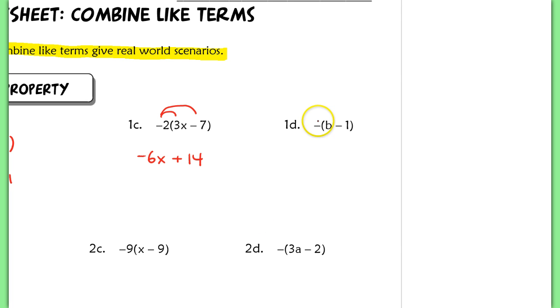And in the last example, sometimes students get confused here. Remember, this is a negative 1. If you need to write a 1 there, you can do that, because then you're just doing negative 1 times b. Negative 1 times b gives you negative 1b, which you can write as negative 1b or just negative b. Then negative 1 times negative 1, that gives you a positive 1. And that would be my final answer because these are not like terms.